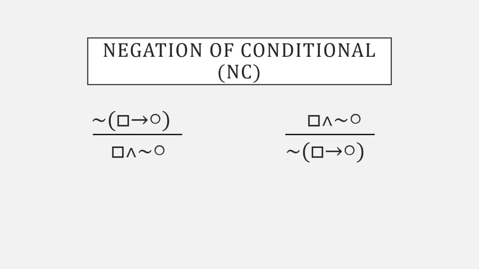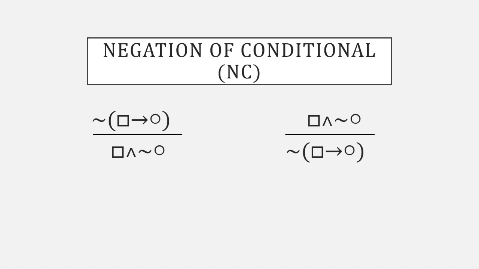Okay, so let's talk about these rules. First one, negation of conditional. So if you have the negation of square then circle, then you can get square and not circle in one move. You're allowed to do this. And of course, vice versa. If you have square and not circle, you can get, it's not the case that if square then circle.